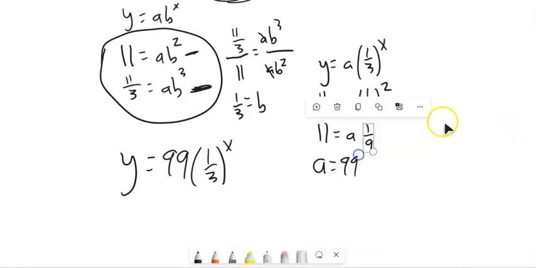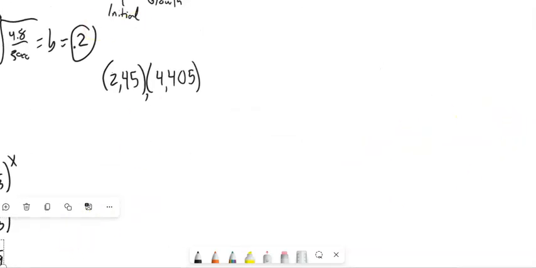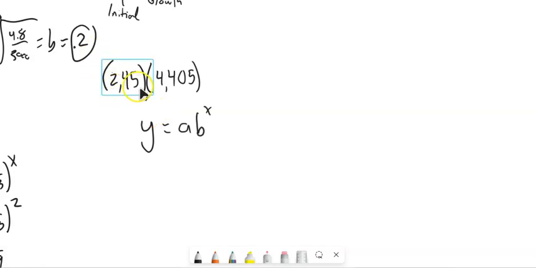And then let's go ahead and get over onto this last problem as well. So as we look at this third one, I know my general equation is y equals a times b to the x. So let's plug in some x and y values. So y is 45 when x is 2. So I know that 45 equals a times b to the second. And I know that x is 4 when y is 405. So I've got 405 equals a times b to the fourth.